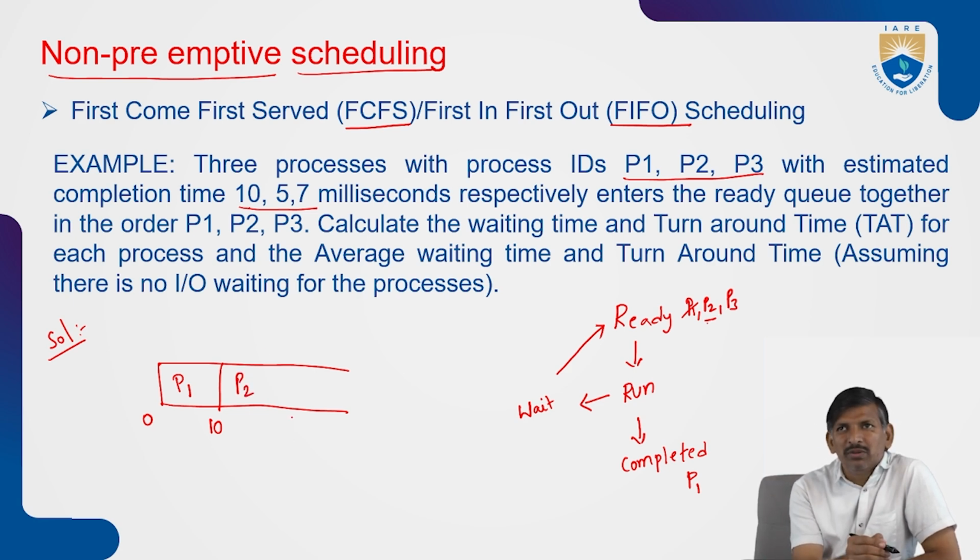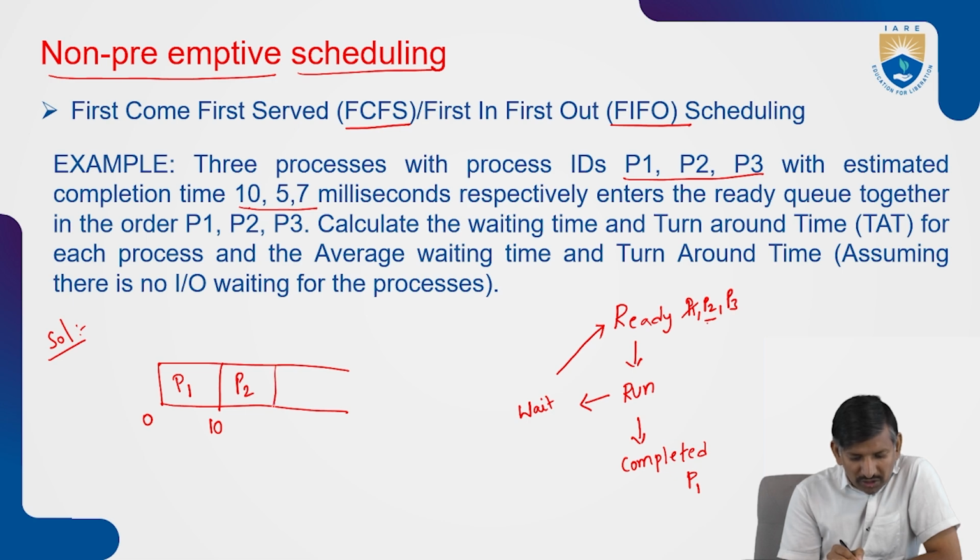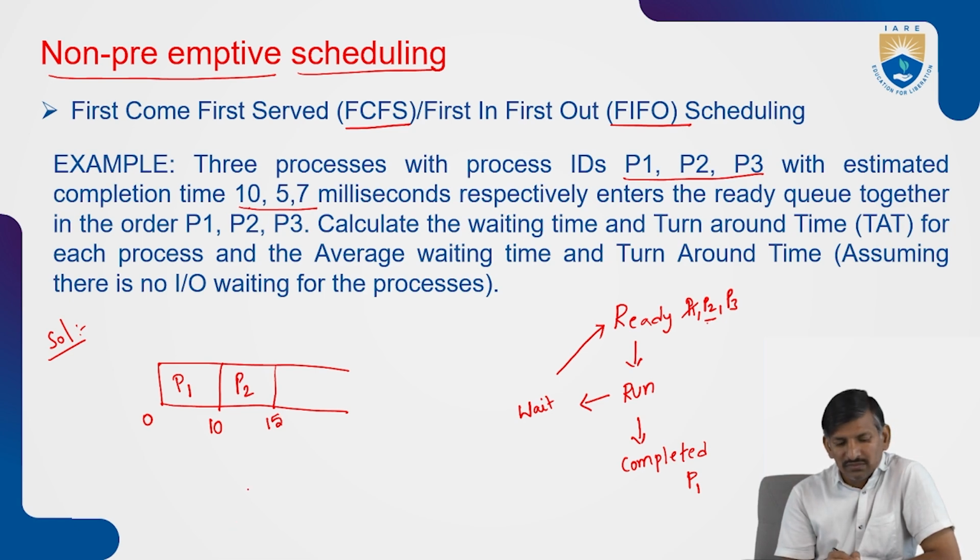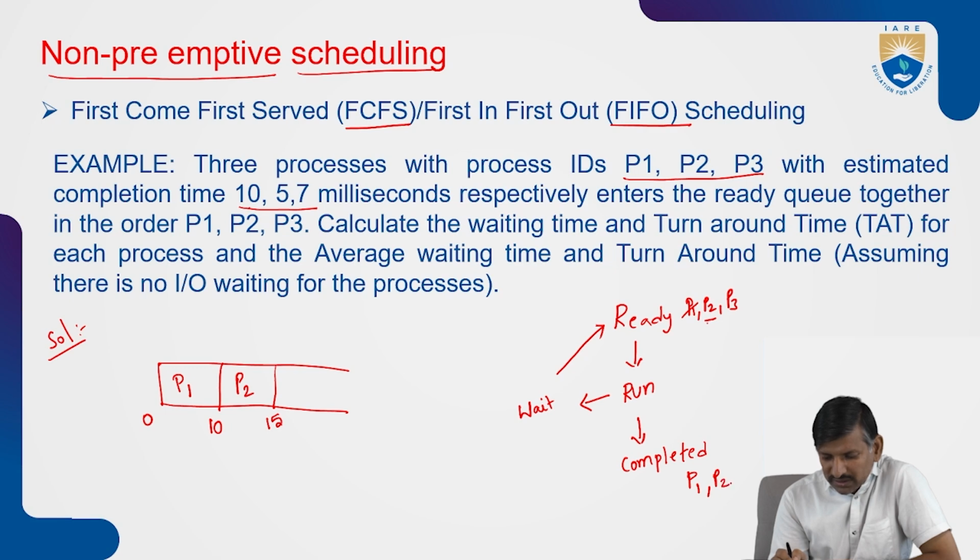Since it is non-preemptive, only after completion of P2 will a new process get the CPU. So P2 execution time is 5 milliseconds. P2 enters into the running state at the 10th millisecond. Its execution time is 5 milliseconds, so at the 15th millisecond the task is completed. Process P2 is executed. Next, at the 15th millisecond, P2 enters into the completed state.